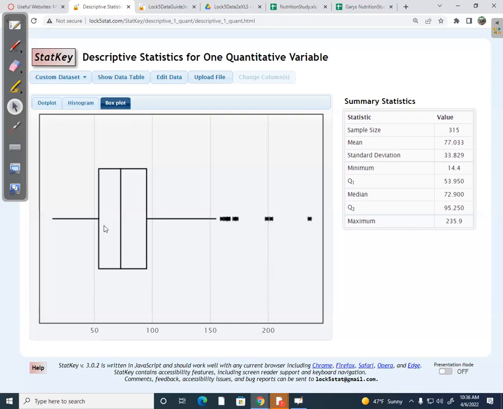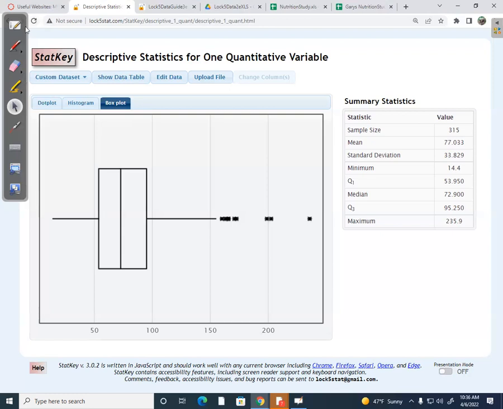Excel does not build good box and whisker plots. Google Sheets does not build good box and whisker plots, unfortunately. I write to them every year and say, please make a better one. I haven't done it yet, but StatKey makes a pretty good one here. So if I wanted to include a box and whisker plot with a histogram in Excel, I would have to copy and paste this one into Excel or into Google Sheets or into my notes to do that. So we're going to draw this in just a minute.